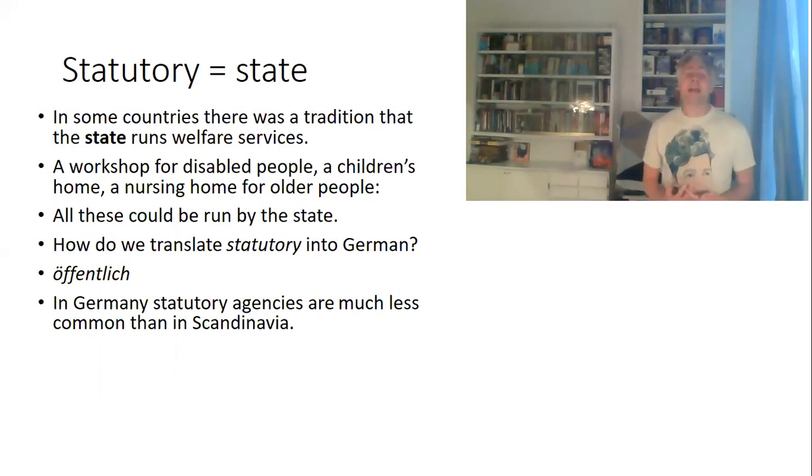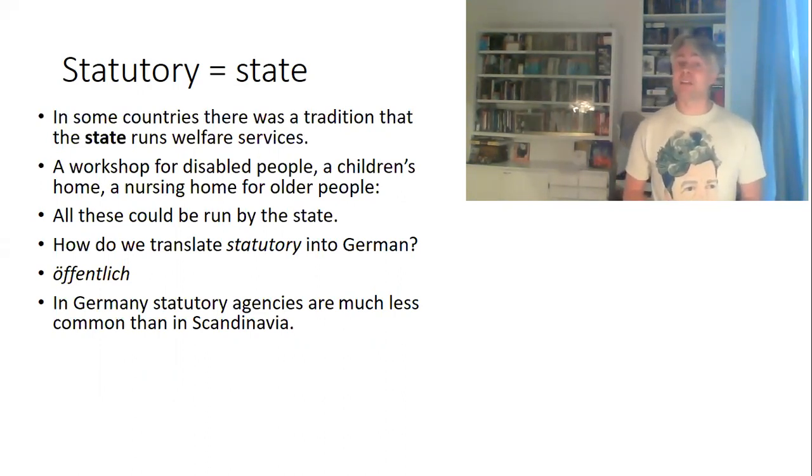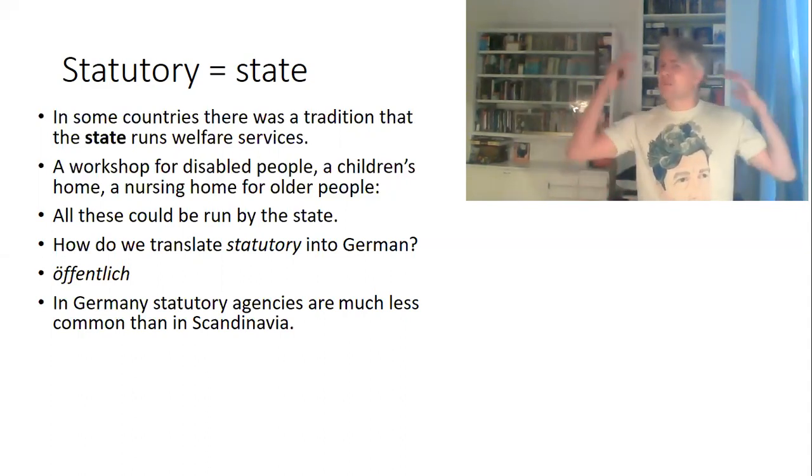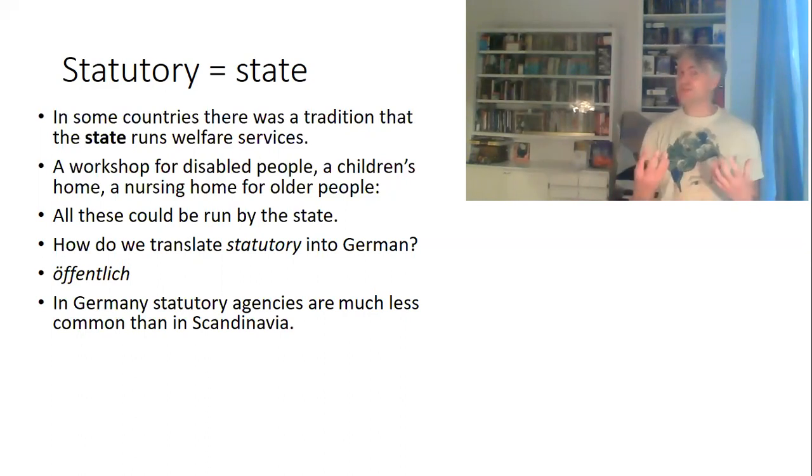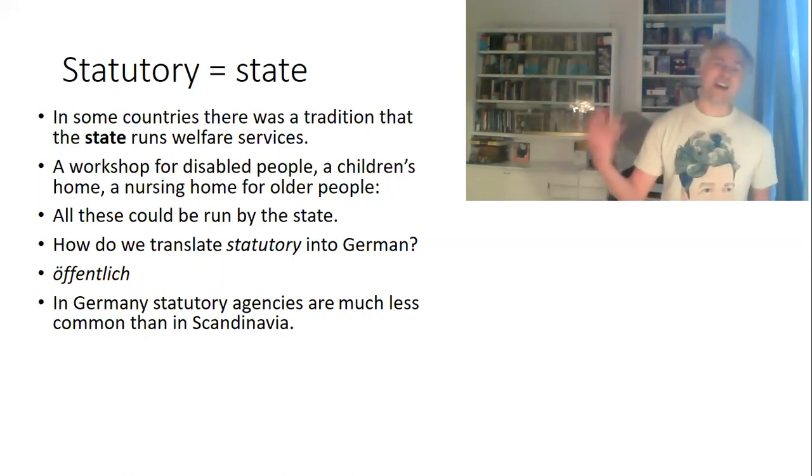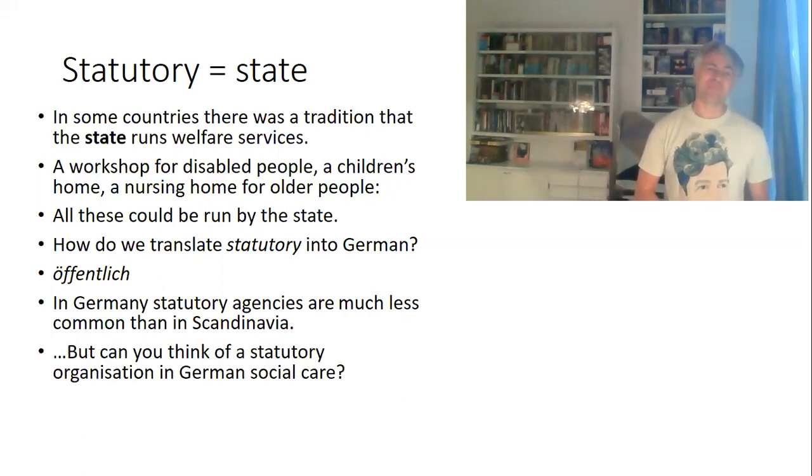It's worth noting, in Germany, statutory agencies are much less common than in Scandinavia. In Scandinavia, lots of people work for the state. In Germany, lots of people work for third sector organizations. It's really quite fascinating. There's a lovely contrast there, which is really, really interesting. In case you're wondering, that difference goes back to the time of Bismarck. And maybe it's rooted in our German culture and their Nordic culture.